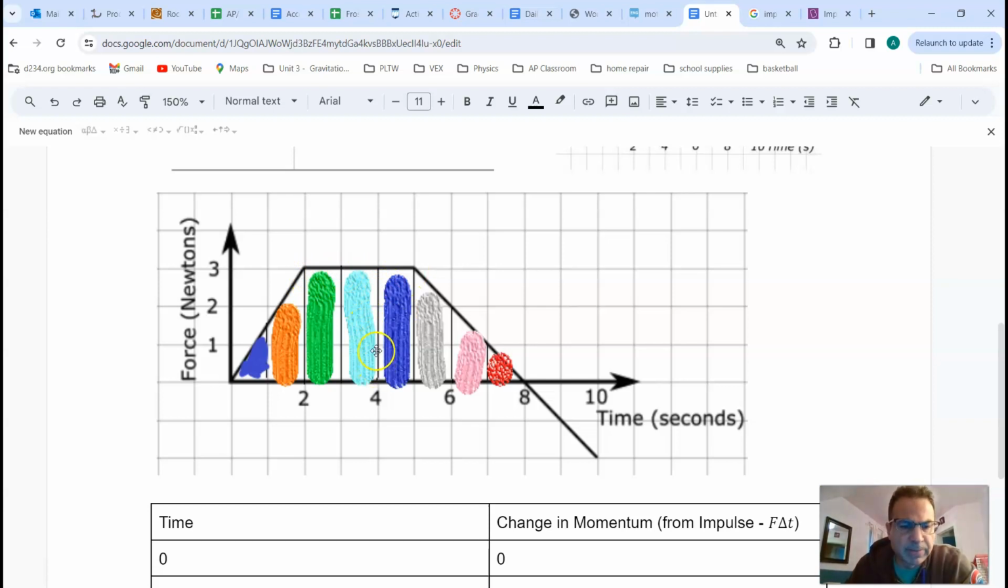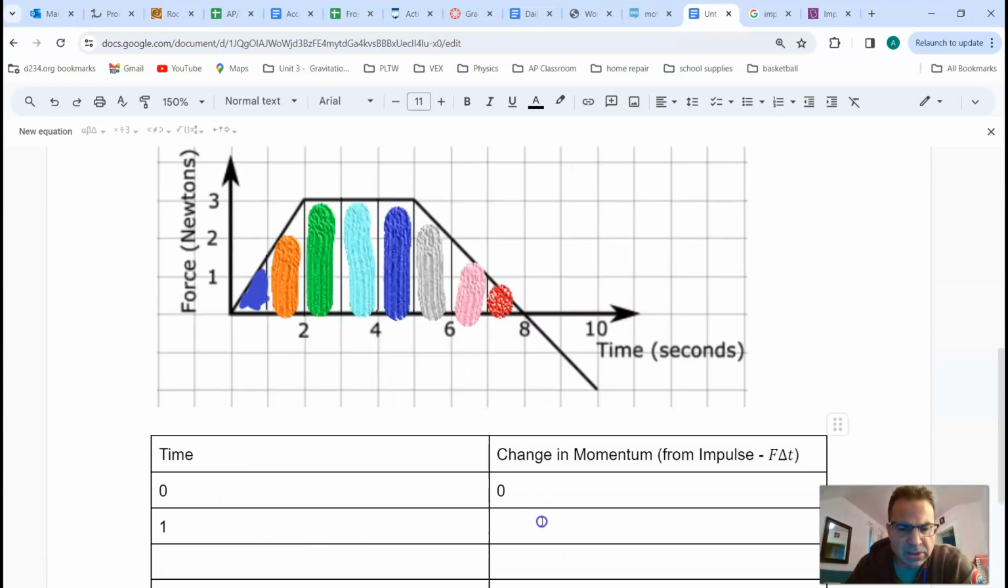So let's start building the change in momentum of the object. If it's starting from rest, it has no momentum to begin with, and let's look at 1 second later. So 1 second later, the object would be moving faster because it experiences a force. And we can find the change in momentum from the impulse of this little triangle right here. The height of this triangle is 1.5 units, and the base is 1. 1 times 1.5 is 1.5, divided by 2, because it's a triangle, is 0.75.